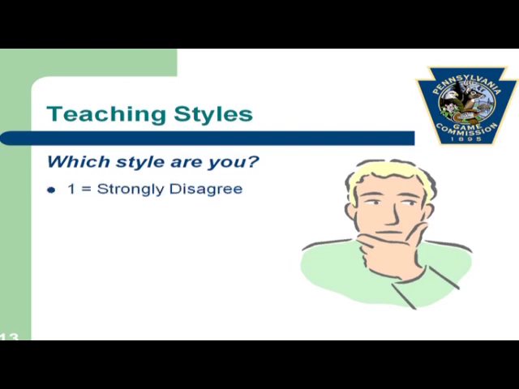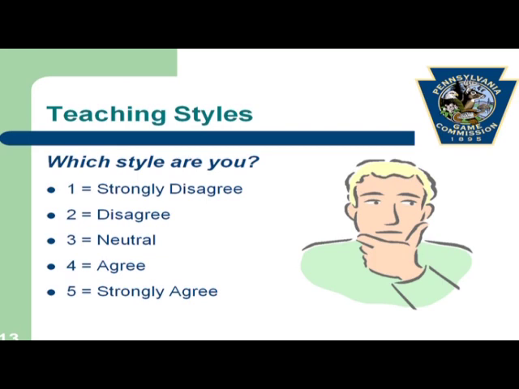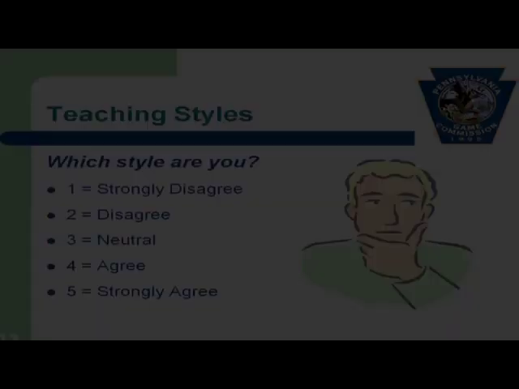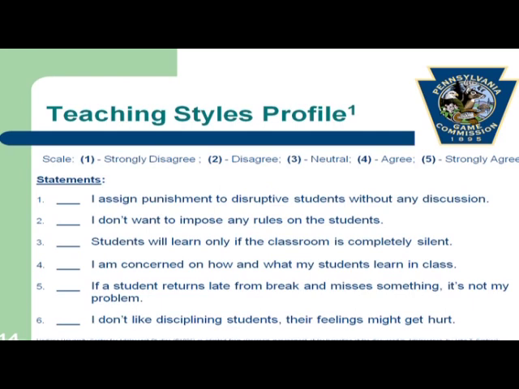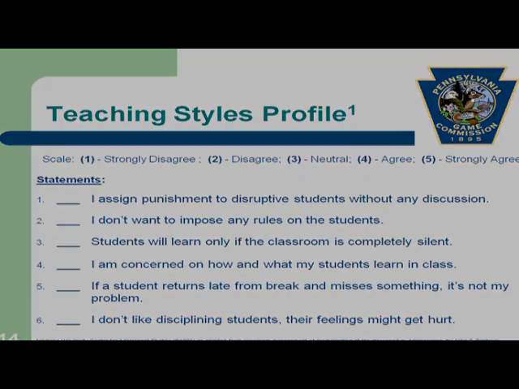1 means you strongly disagree with a statement. 2, you disagree. 3, you're neutral. 4, you agree. And 5, you strongly agree. On a piece of paper, number 1 to 12, for the 12 statements that we'll be looking at. Assign a number on how you feel about each of these statements. Now let's take a look at the last 6 statements.